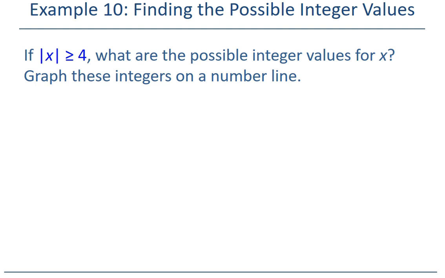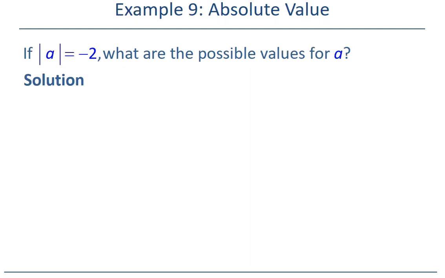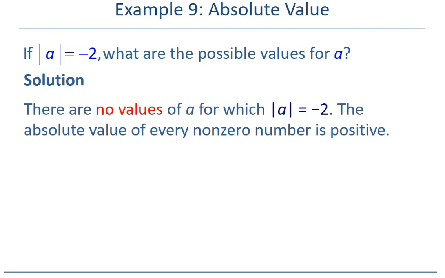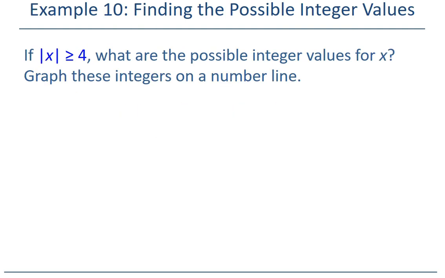Now, how about for something like this? What values would make this true? We want the absolute value of x to be greater than or equal to 4. And they want you to graph the values of this on the number line. So what I'm going to do is show you how to do this and take some notes on it as well.